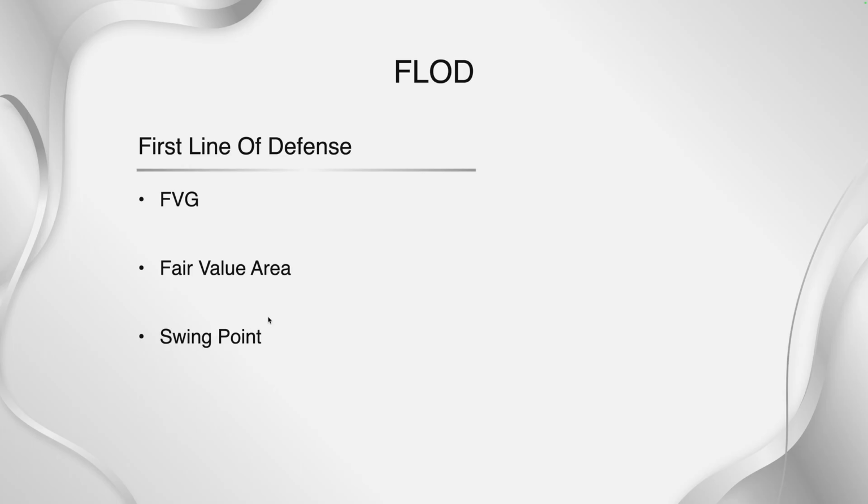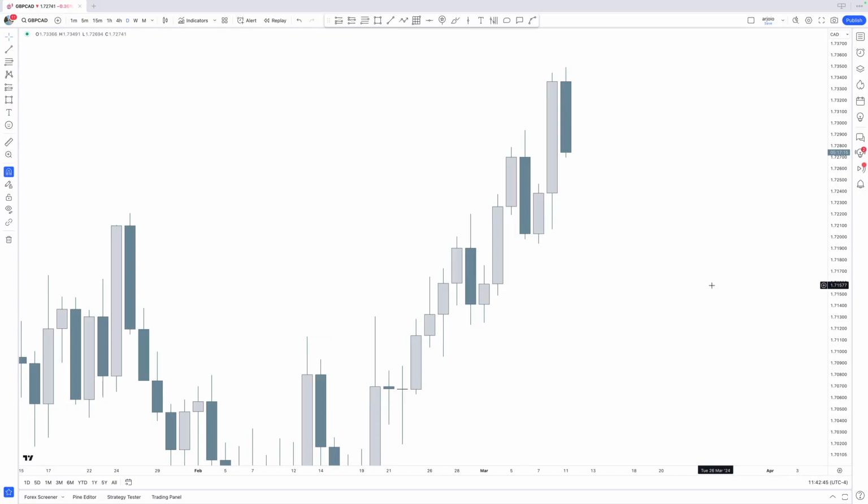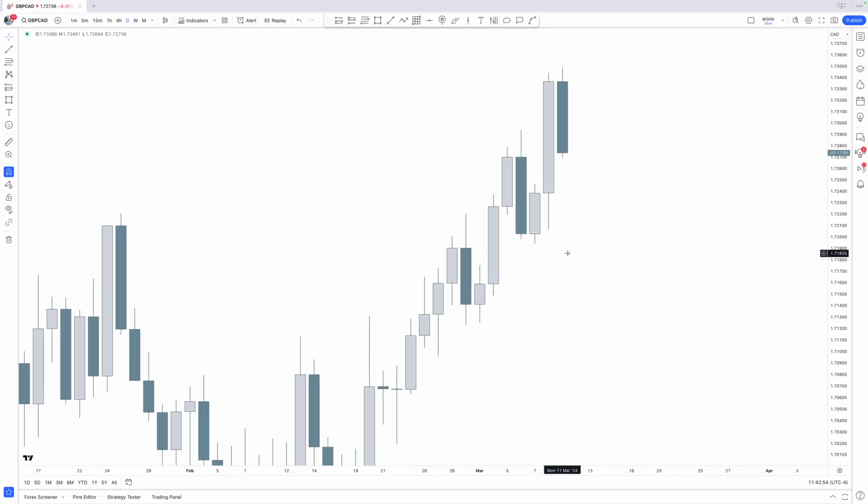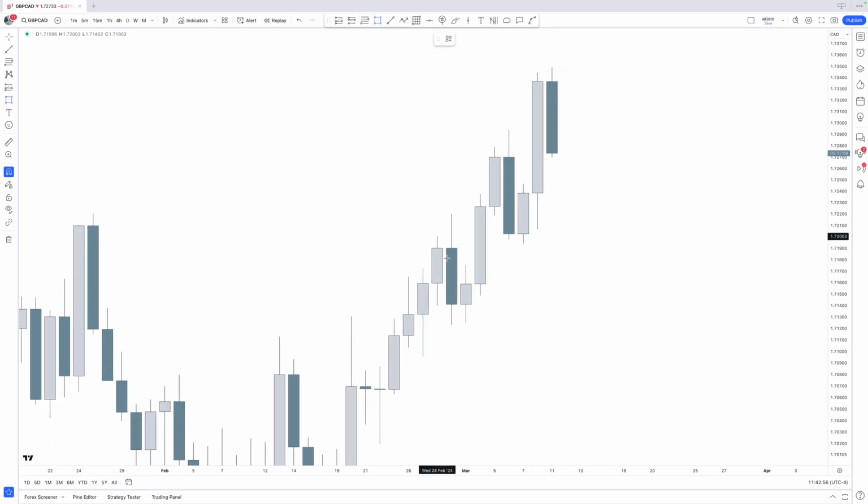So what does this look like in a chart? Here we are on GBP/CAD on the daily time frame, and we used this pair as well for our order flow video. And when we take a look at this, we see multiple order flow lags.